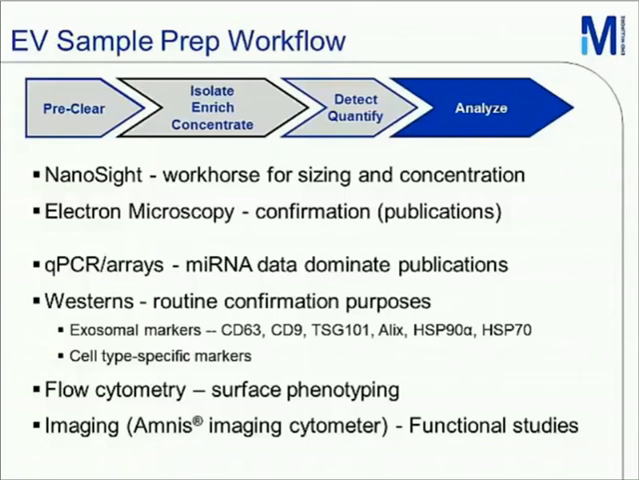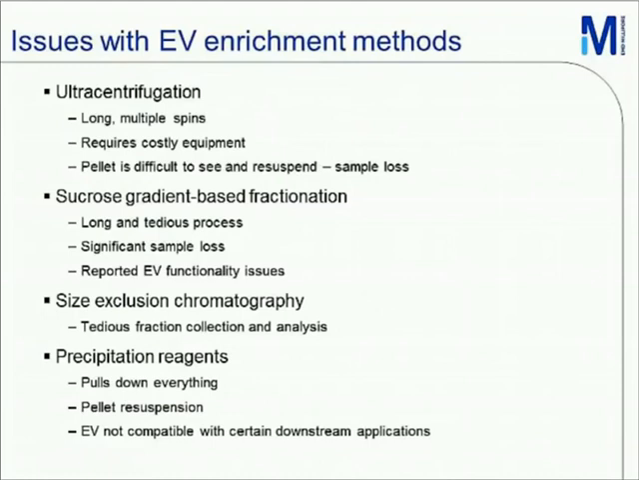Focusing on the enrichment step, there are a number of issues or pain points associated with each of the current methodologies. Ultracentrifugation requires costly equipment, and there are issues with pellet resuspension and overall recovery. Sucrose gradient fractionation, although it is known for offering the highest sample prep homogeneity, is plagued by a long and tedious process, as well as significant sample loss.